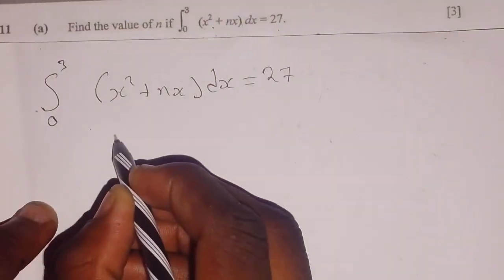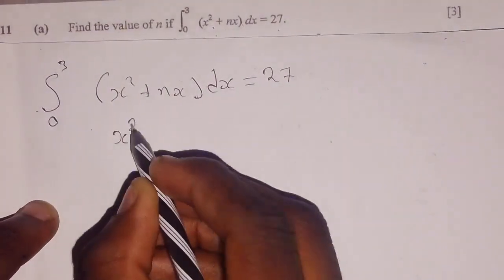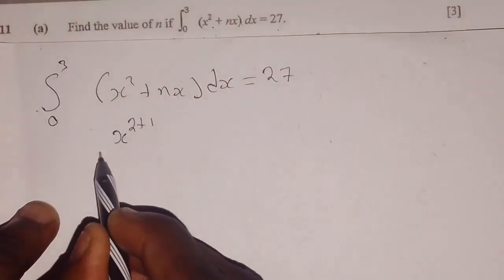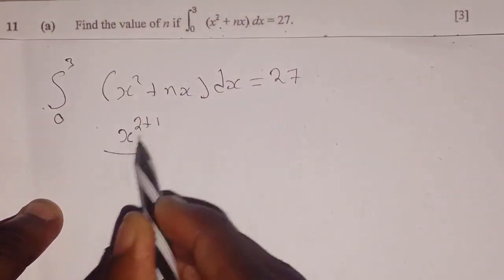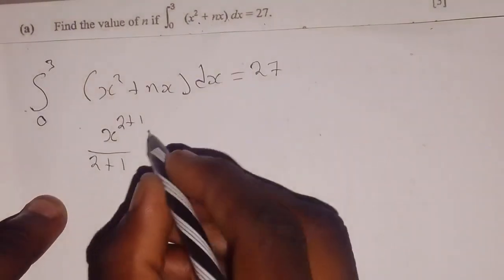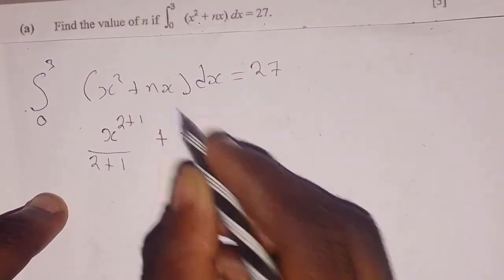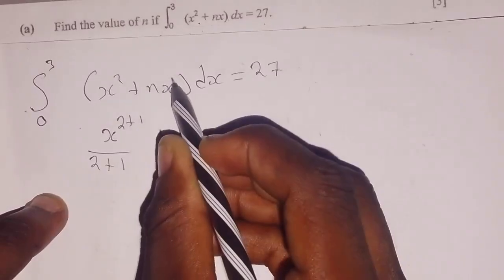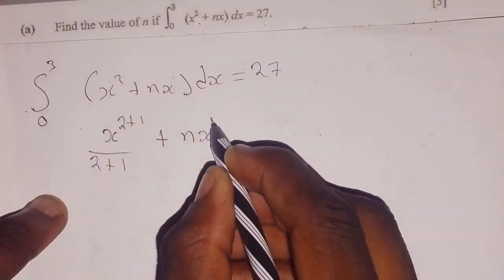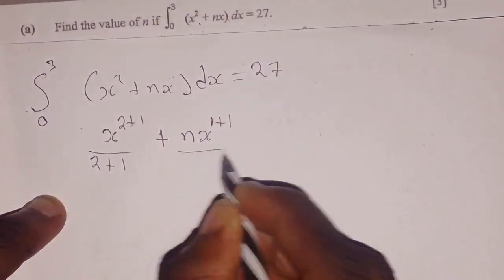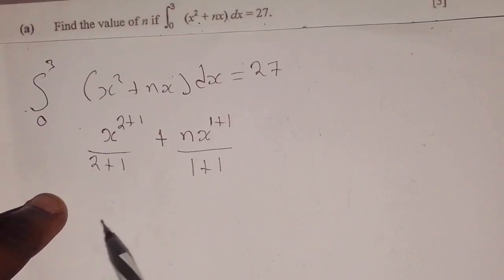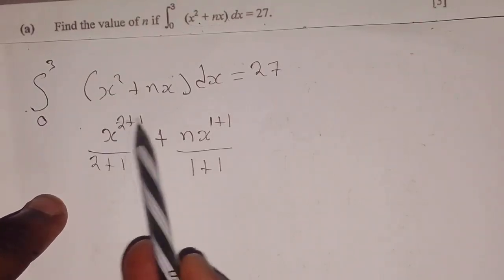We have x squared. We just add 1 to the power 2, and divide by the same thing that we have written on top, which is 2 plus 1. Even here we just do the same. We're going to have x, and remember there is a 1 here. When a number or a letter has a power of 1, we don't show it. So we just add 1, and we also do the same down here: 1 plus 1. Whatever is done on top must be done down here. So just divide by the sum of the power.